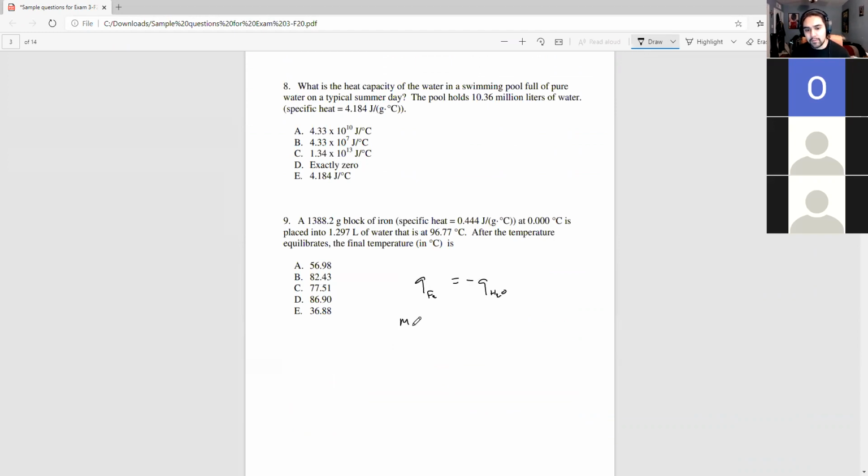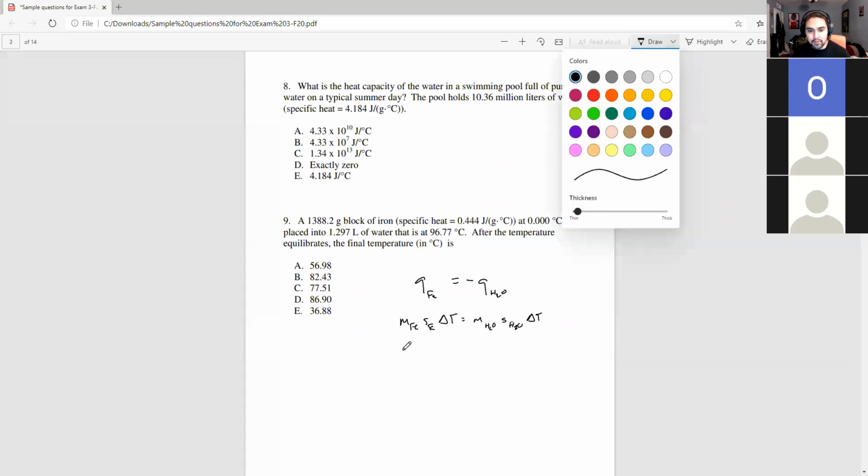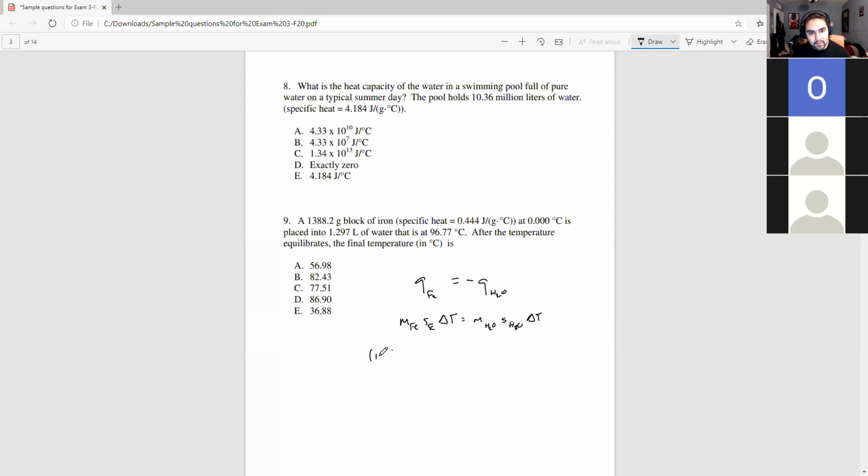First of all, do I have all my variables needed to calculate my final temperature? Yes. Okay. So H2O and delta T. You guys said I have all my variables, so I'll go ahead and start plugging in. My mass here is 1388.2 grams. Our specific heat of iron is 0.444 joules per gram degree Celsius. And then our change in temperature, our final temperature minus, what is our initial? 0 degrees.